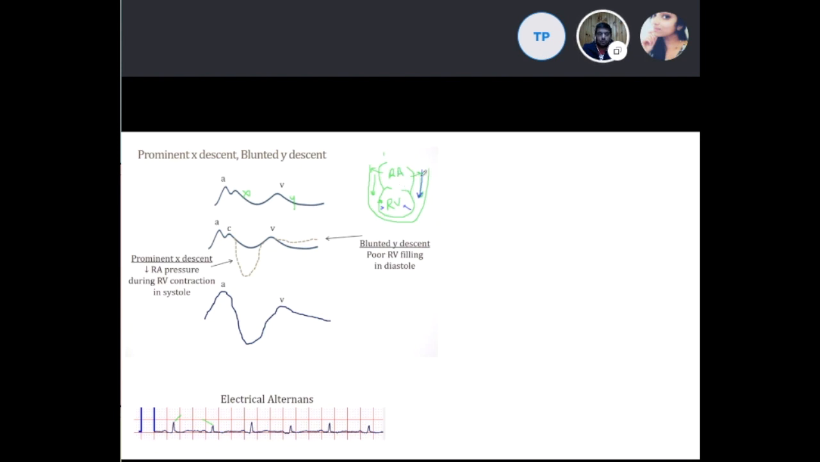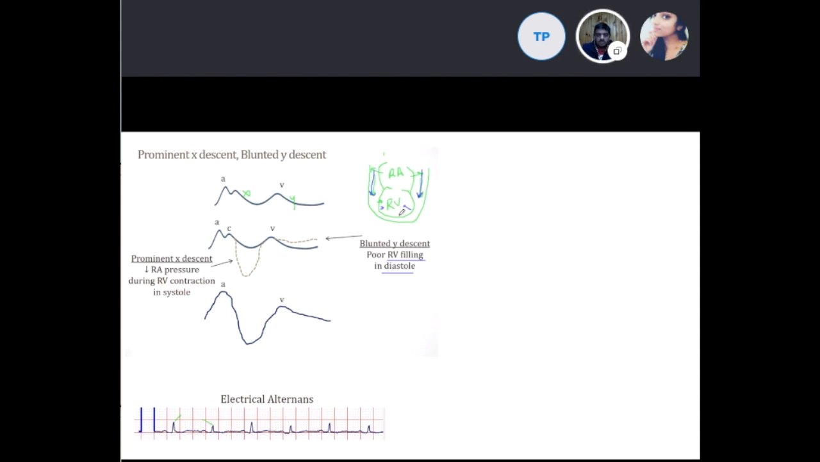So when it expands out more, basically I'm assuming it fills more, and that's why you get this lower. So the right atrial pressure decreases during RV contraction in systole because it doesn't have the fluid on the outside that it normally did, because it has slid all the way down. There's less wall tension. Correct, yeah. And so it's able to expand out. And then in the blunted Y descent, there's just poor right ventricular filling in diastole, obviously, because it's kind of constricted.